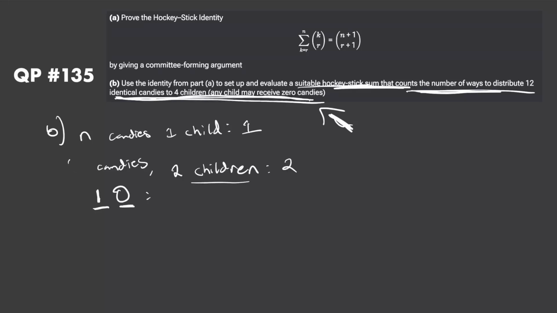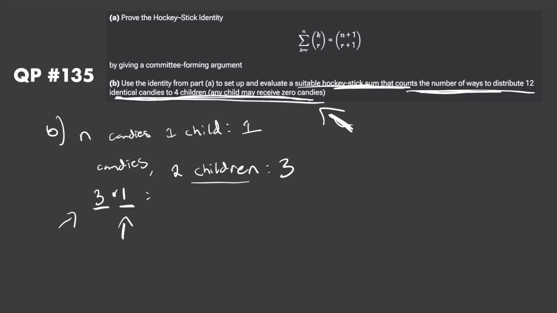Now let's look at when we have two candies and two children. So for my first child, I could choose to give them 0, 1, or 2 candies. So I have 3 different options for my first child. And once I've chosen how many candies I'm going to give to my first child, well, then I'm just going to give the rest to my second child. So I'm only going to have one way to do that. So when I have 2 candies and 2 children, I have 3 ways to distribute my candies. Now you can see the pattern.